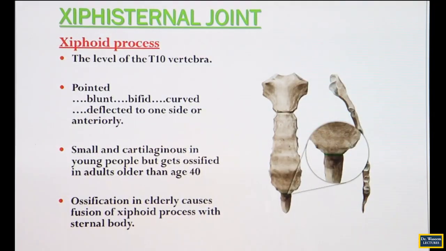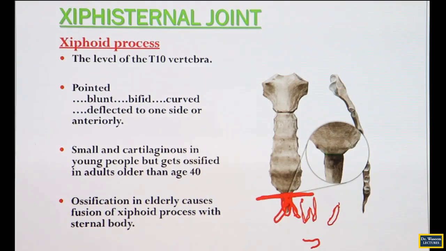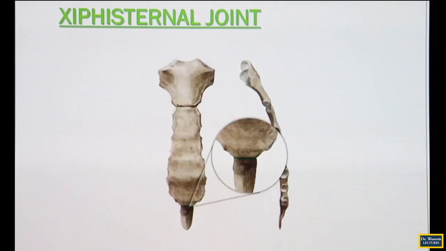The xiphoid process, as we have already told you, is pointed here. It can sometimes be blunt, sometimes bifid, sometimes curved, or even deflected to one side or the other. I have already told you that it is cartilaginous in the young age, but after 40 it gets ossified and becomes a part of the sternum, without any joint in between, just like an epiphyseal plate. See the xiphisternal joint here.